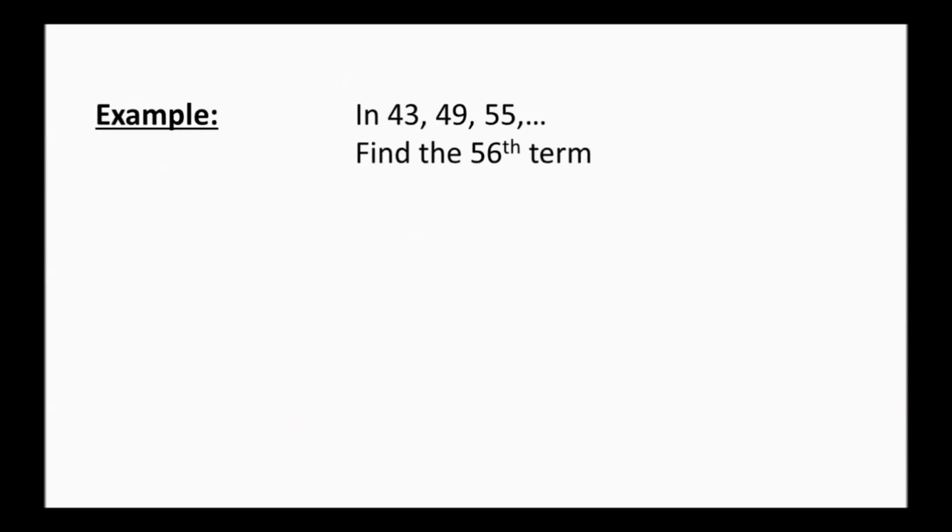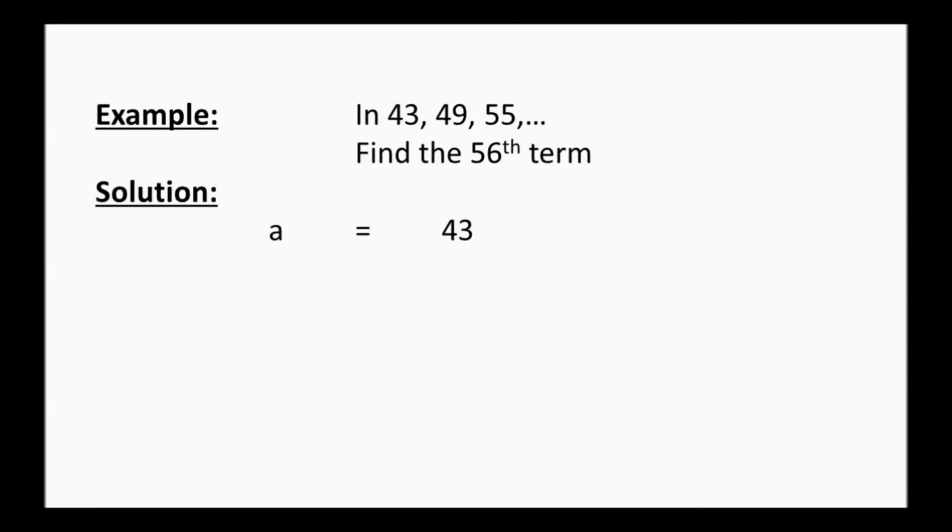Example: in 43, 49, 55, find the 56th term. First of all, let's check whether it is an AP or not. What is 49 minus 43? It is 6. 55 minus 49 is 6. Yes, it is an arithmetic progression. So I am able to apply the formula to find the nth term of an arithmetic progression.